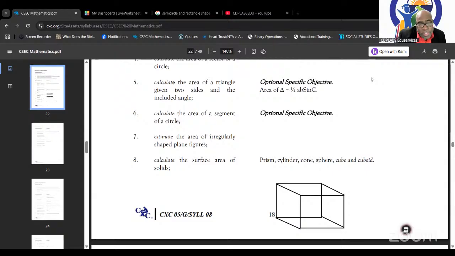Let's go back to the question. If you're going to calculate the surface area of that solid, what are you basically doing? If you want to find the surface area of that box, the two-piece box, take me through the steps.